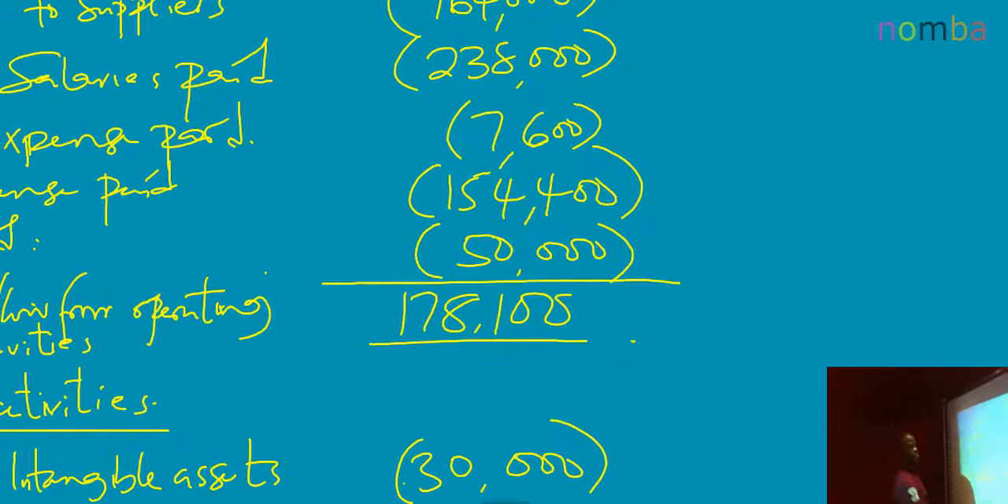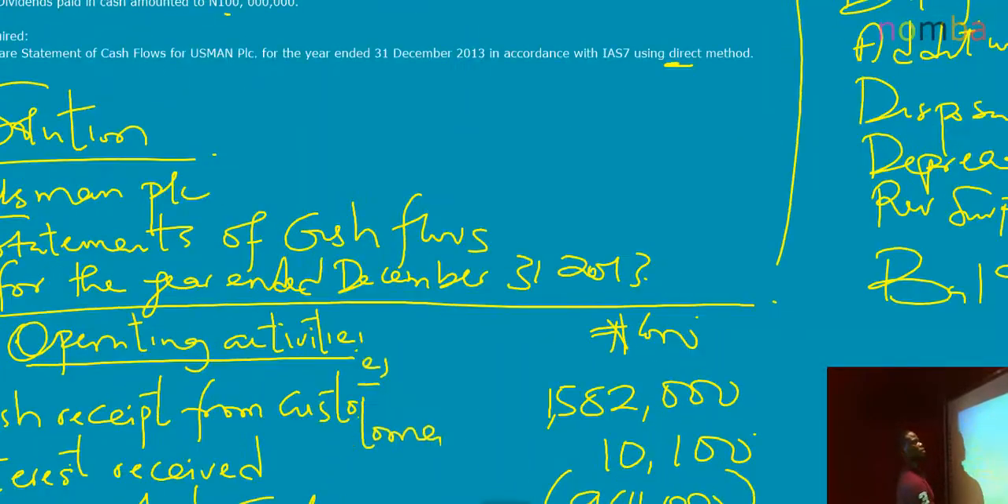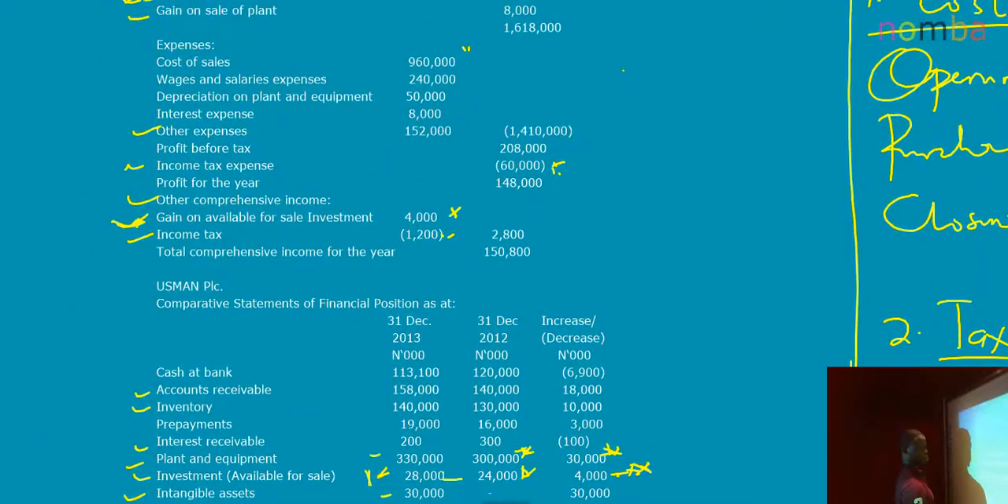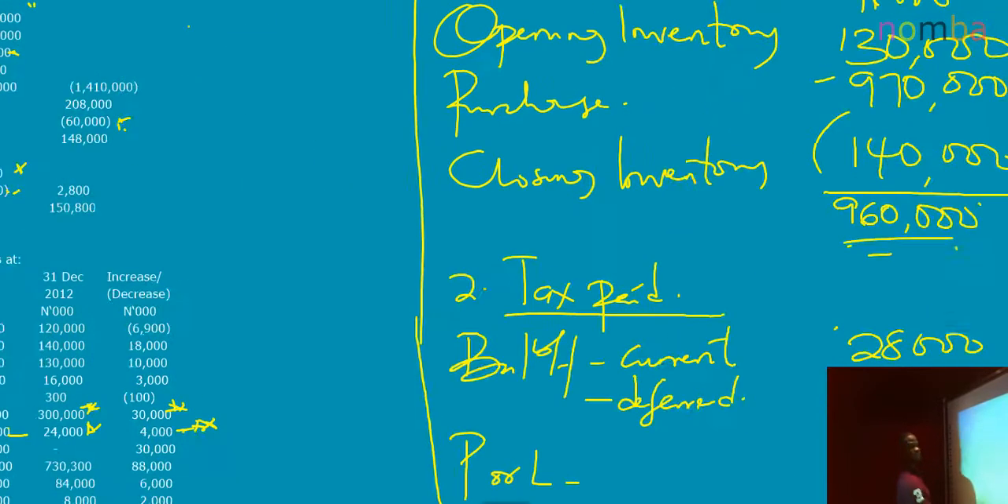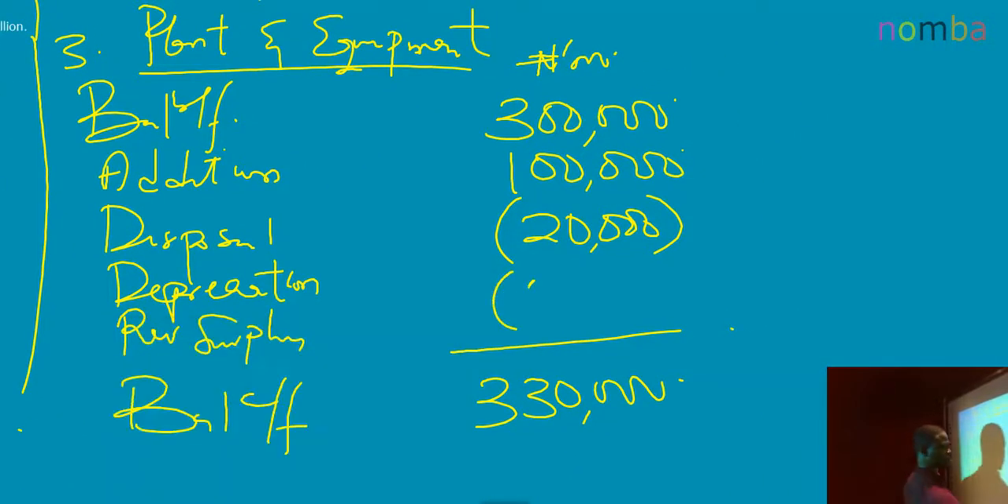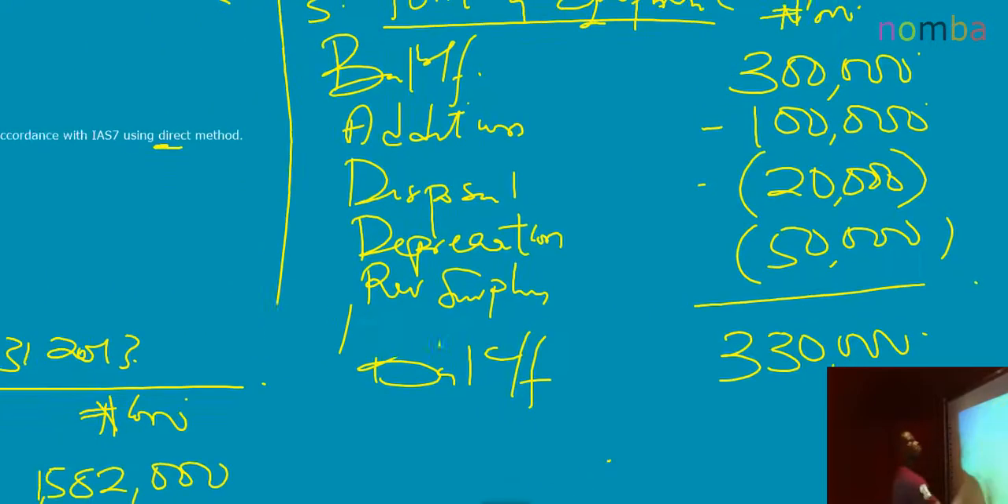Furthermore, there was nothing anymore. So I need to put in this depreciation. Depreciation on plants, which is 50,000. Okay, they were very specific that it is on plant and it is 50,000. Okay, so let's see if it adds up to the 330. So 300 plus 100 minus 20 minus 50, that's 330. Okay, so it adds up. So the only cash movement is just this and this.